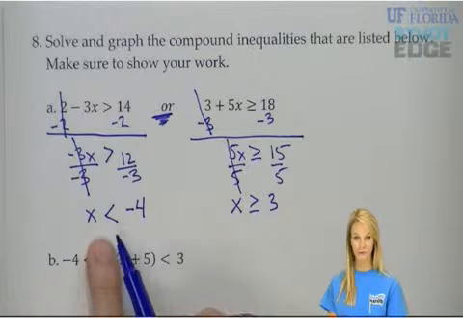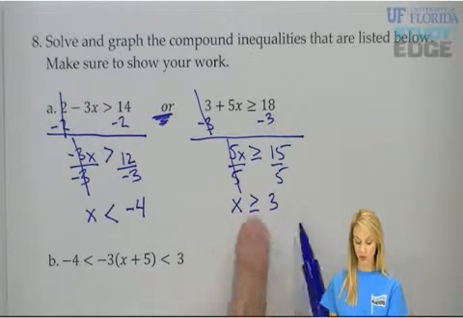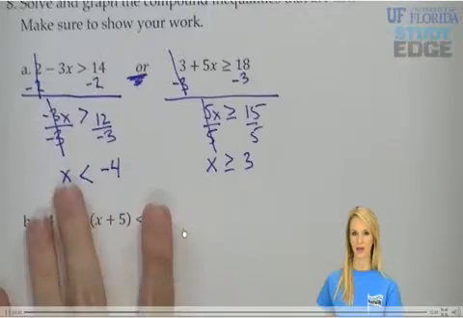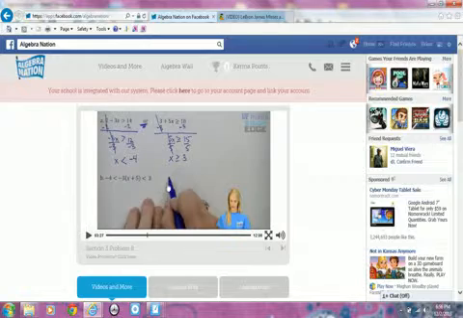So, what's our solution? X can be less than negative 4, or it can be greater than or equal to positive 3. What does that look like on a number line? Well, let's... I think that we should take a brain break.